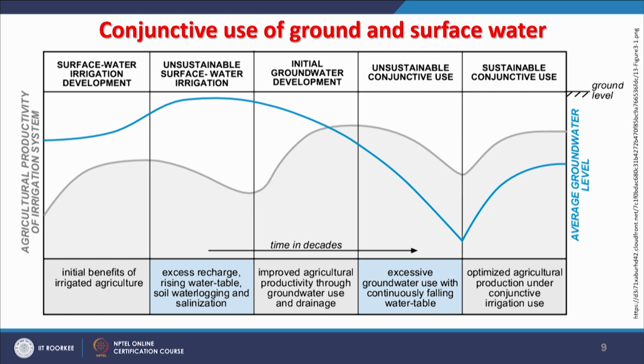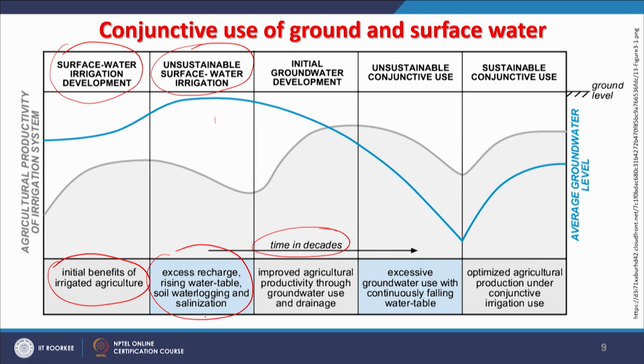Now in this one we will see the initial benefits of irrigation agriculture, and this is the agricultural productivity of irrigation systems. By irrigation systems we are mainly talking about canal systems or others. So, when surface water irrigation development happens, you are utilizing the surface water, it is fine. Then comes unsustainable surface water irrigation. So, you are going with time here, time indicates the same area. So, excess recharge, rising water table. This blue line shows the water table.